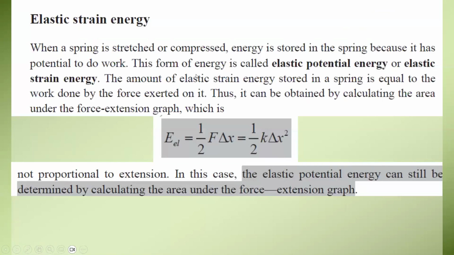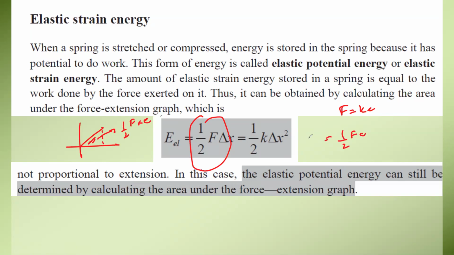The energy stored in the spring is half force into extension, or half kx squared. How do we get half kx squared? We have the formula F equals ke, and for the Hooke's law region, the energy stored in the spring is half base into height. The base is the extension e, and the height is F, where F equals ke. So in place of F, if I write ke, it becomes half ke multiplied by e. So this turns out to be half ke squared.